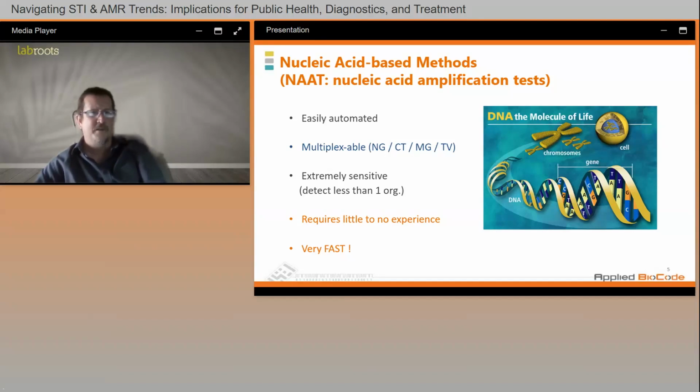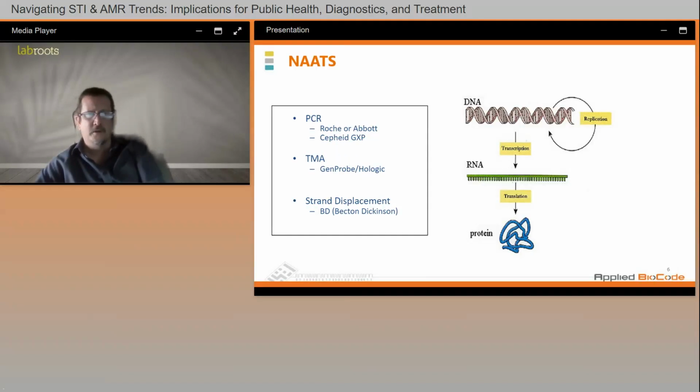And they're fast. It's not unusual for some of these tests to take anywhere from 1 to 3 hours before you can get a result and get things in the machine. Once you get them in the machine, for these things to go about 1 to 3 hours. So you're not waiting days like you are for culture.